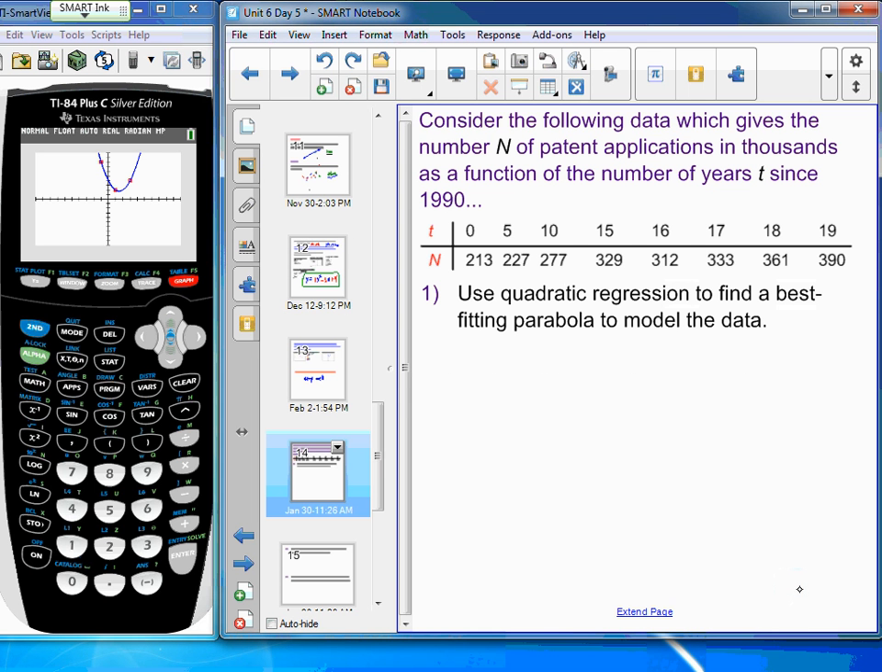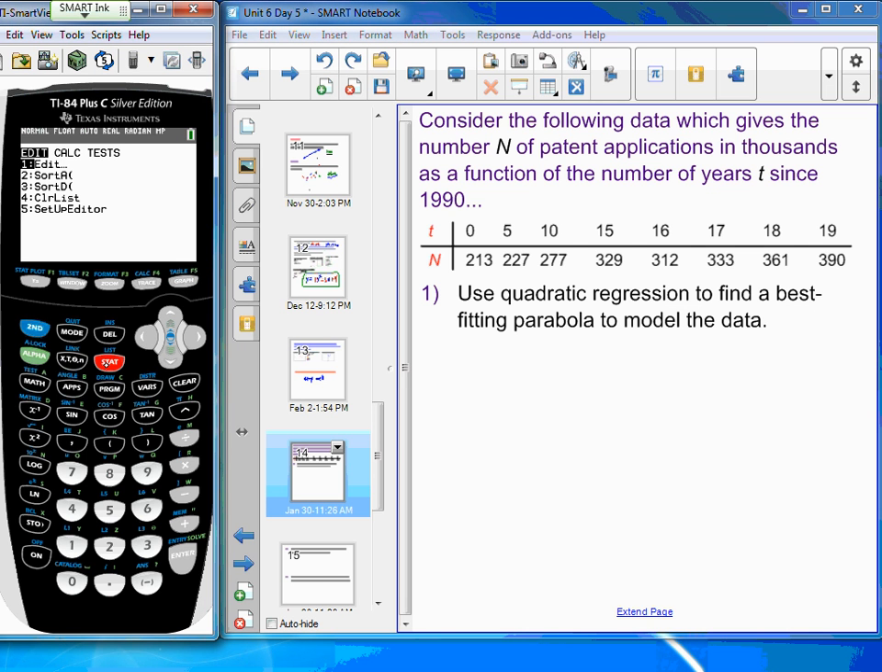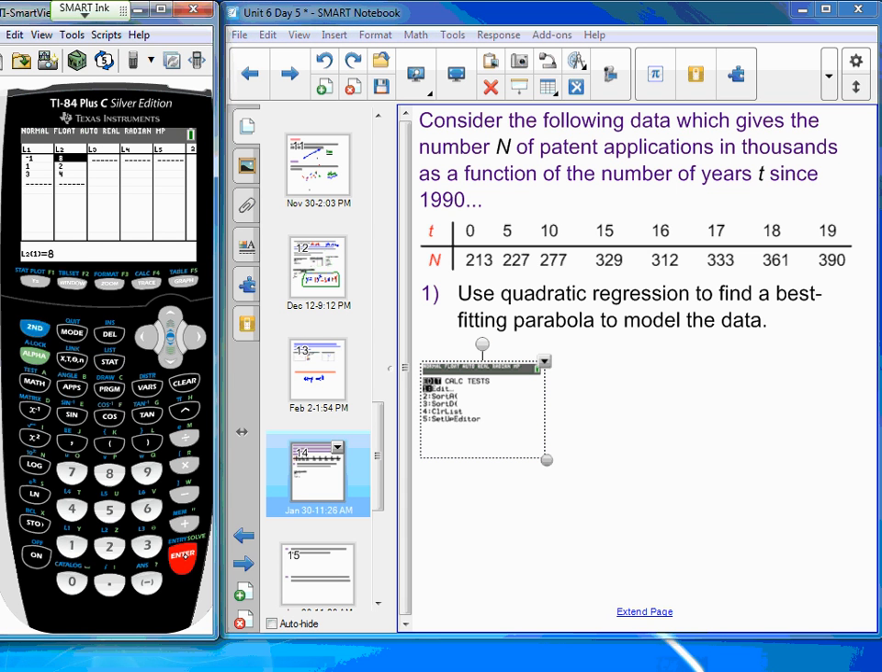So again, in our grapher, we're going to clear out our stat list 1 and list 2. Everybody go stat, edit, and up arrow to highlight the list title, press clear, and then down arrow, and that'll clear out the data. Do that for list 1 and list 2. Is everybody able to clear your list?